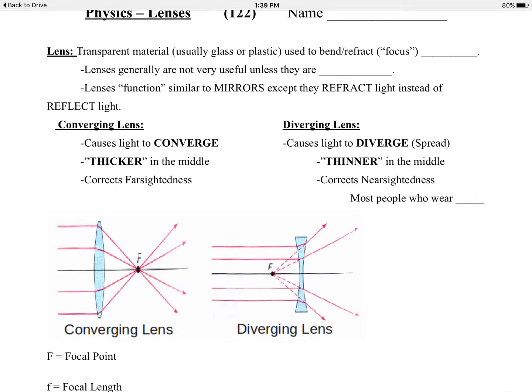Day 122, lenses and how they form images with ray diagrams. A lens is a transparent material, usually glass or plastic, used to bend, or refract, or focus light. Lenses generally are not very useful unless they are thin. They can be thick, but generally the thinner they are, the better they work.